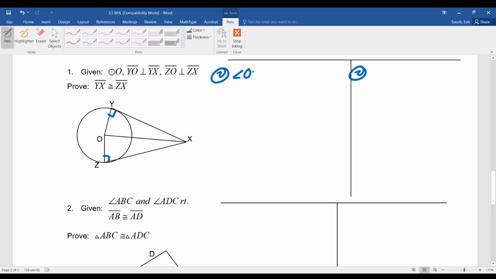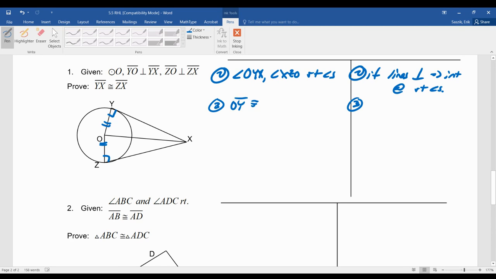So the right angles, we have angle OYX, comma, XZO, right angles. If lines perpendicular, then intersect at right angles. So remember, we have radii here, right? OY congruent to OZ. All radii of same circle congruent.